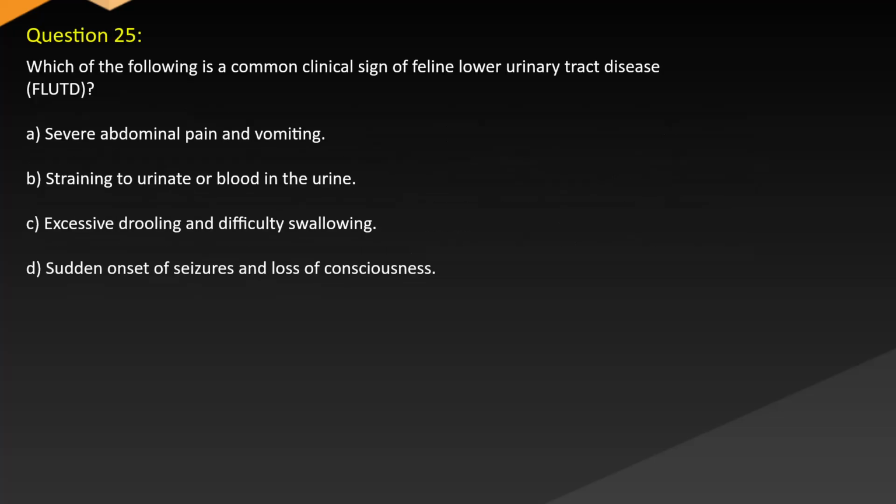Question 25. Which of the following is a common clinical sign of feline lower urinary tract disease (FLUTD)? A. Severe abdominal pain and vomiting. B. Straining to urinate or blood in the urine. C. Excessive drooling and difficulty swallowing. D. Sudden onset of seizures and loss of consciousness.